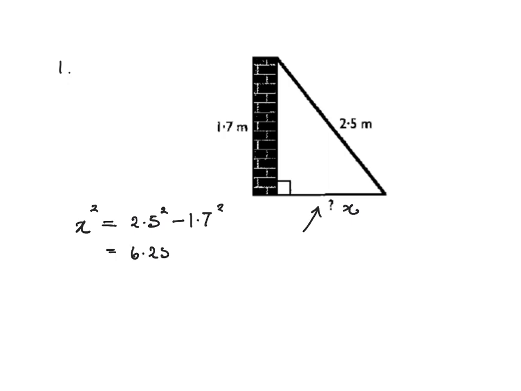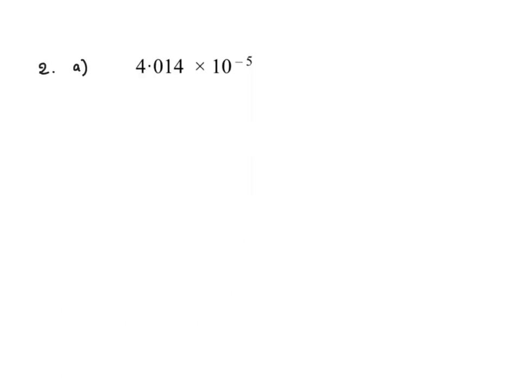6.25, take away 2.89, and that gives us 3.36, and we have to remember to take the square root of the answer, which gives us 1.83 metres.